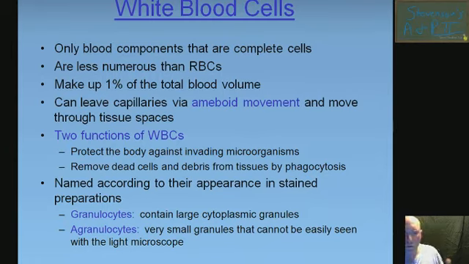Alright, white blood cells. What's going on with them? It's the only blood cell component that are complete cells. Okay, they're less numerous than red blood cells, and they make up about 1% of the total blood volume. They can leave the capillaries by amoeboid movement and move through tissues.